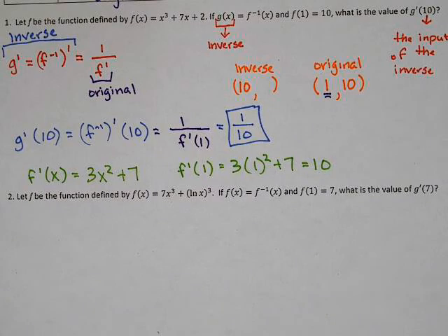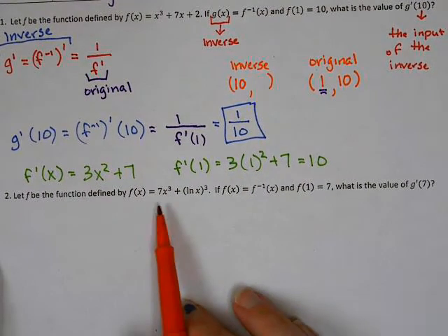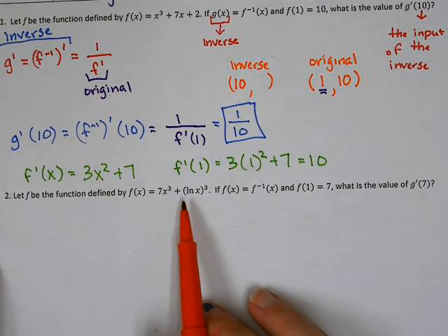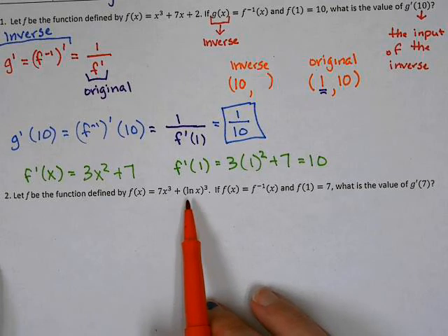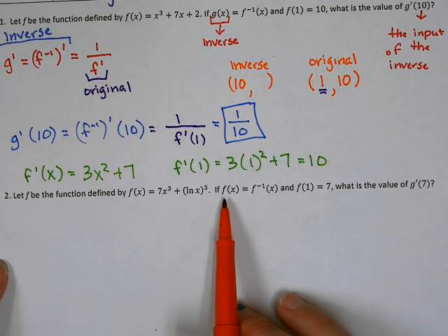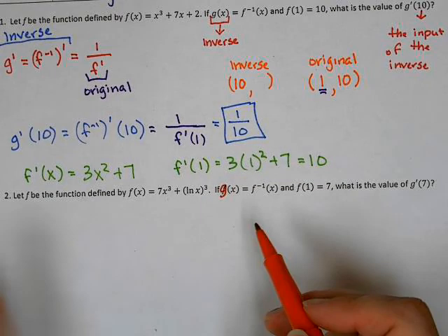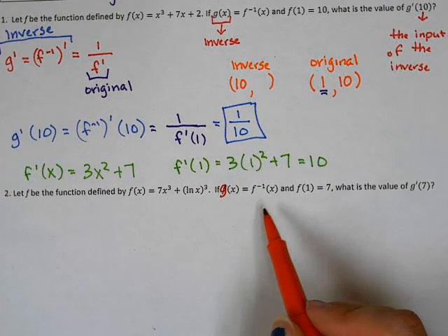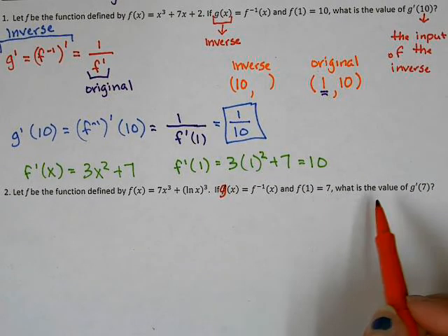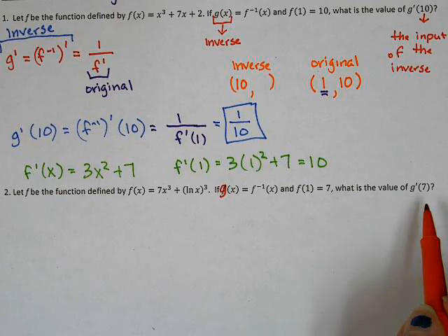F is the function. We've got f of x equals 7x to the third plus the quantity of natural log x cubed. And we know that, this should be a g of x. Sorry, let's make that g of x equals f inverse of x. F of 1 is 7. What is the value of g prime of 7?